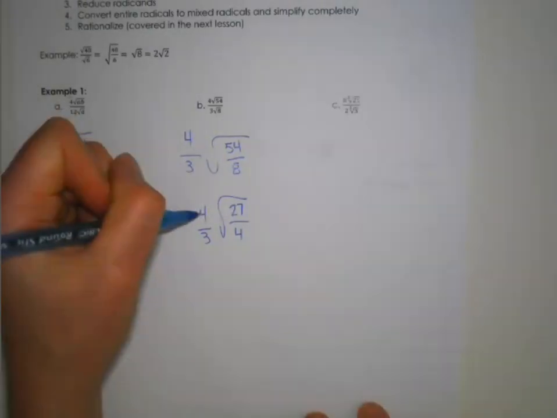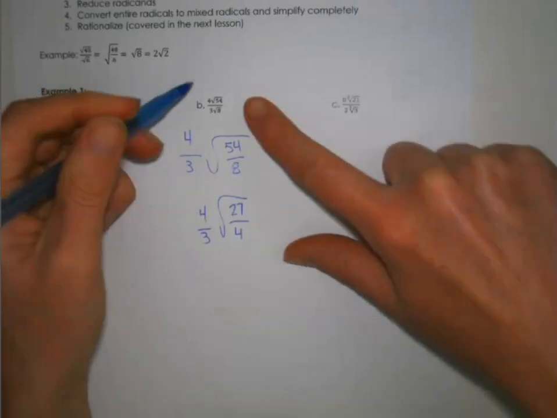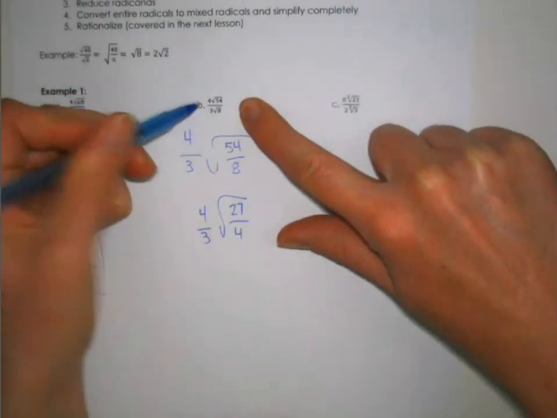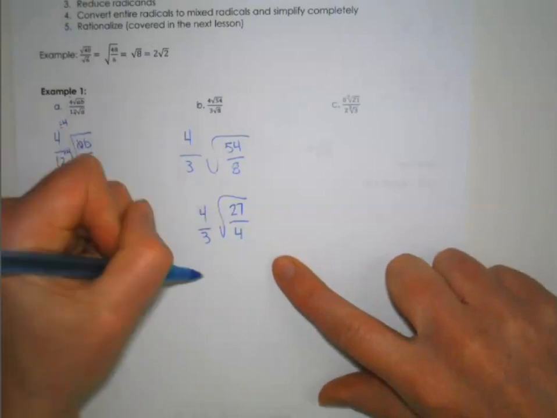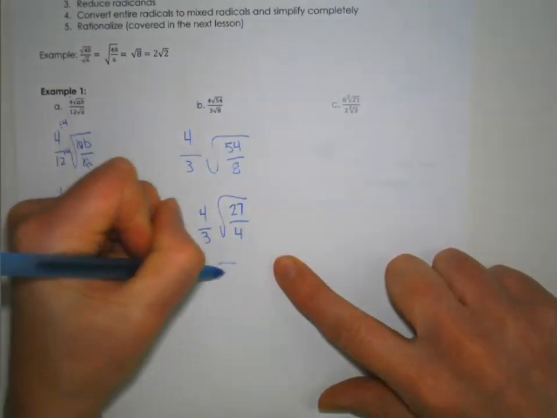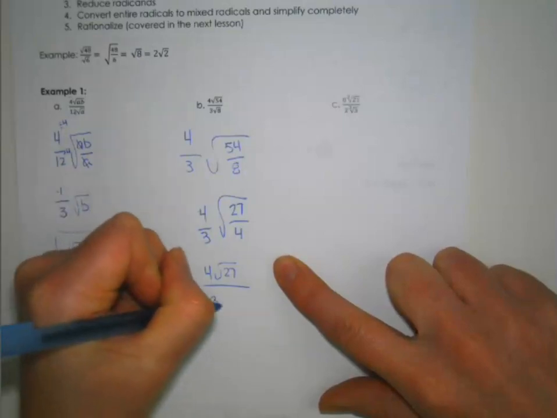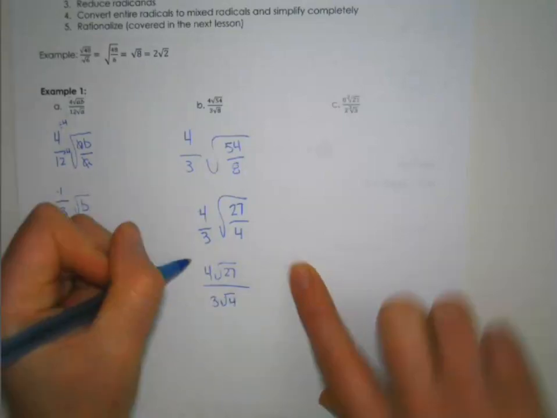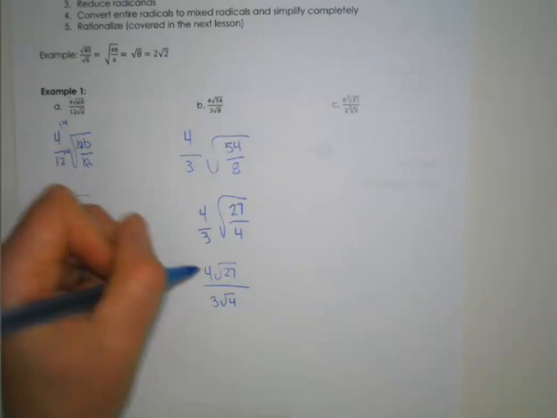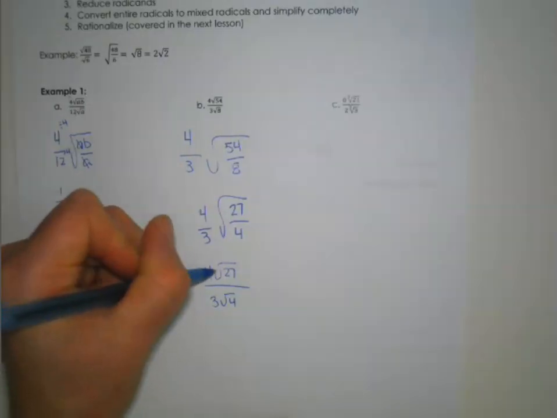So what we're going to end up with is we're going to split this back into kind of the version that we saw up here. So we're going to say 4 times root 27 divided by 3 root 4. Now, if there's any possibility for simplification here, we would do that.